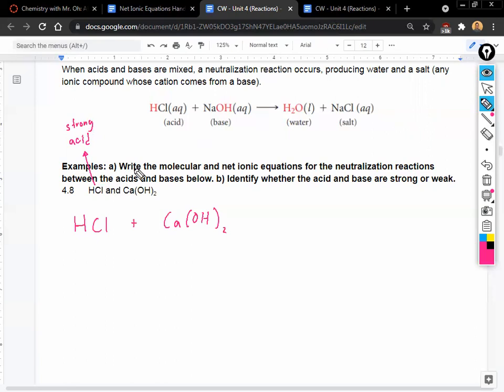Okay, not much to say there. We'll look at calcium hydroxide now. If HCl is an acid, then this is obviously going to be a base. It's going to be a strong base because it's on the list. So we have a strong acid and a strong base, which means they're going to completely ionize.